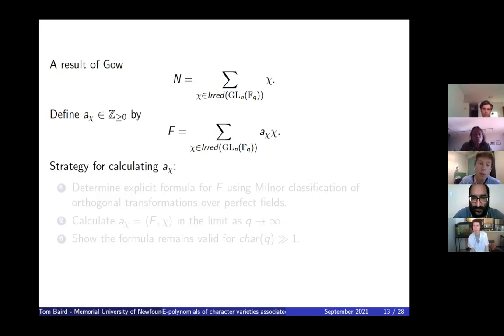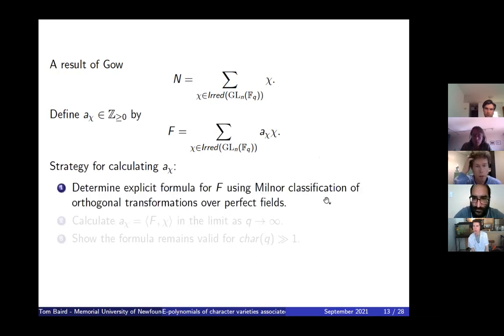Okay, so the calculation is long and complicated, but the basic strategy is easy to explain because it's fairly simple-minded. The first thing is to come up with an explicit formula for F. To do that, we use this paper by Milnor, which classifies orthogonal transformations over perfect fields. It's a very nice paper, and you get a formula fairly quickly. It's a little bit complicated, but inside a week we had written down a formula.